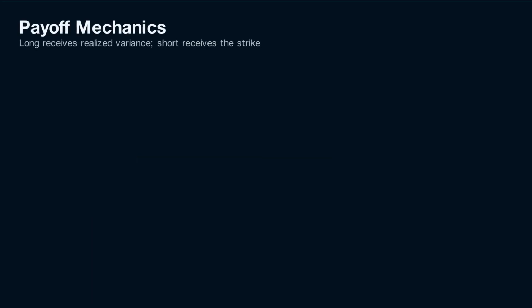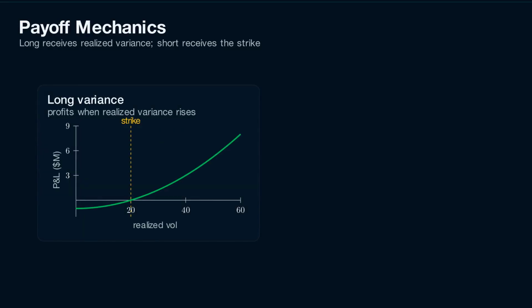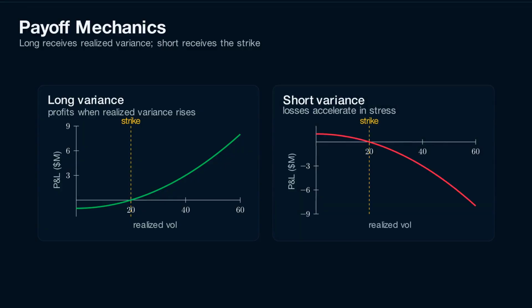A variance swap is a forward contract on realized variance. Two parties agree on a number, the variance strike, at inception. At expiry, whoever was right about whether actual volatility came in above or below that number gets paid. The loser pays. No asset changes hands, no delta to manage. Just a cash settlement based on one comparison.